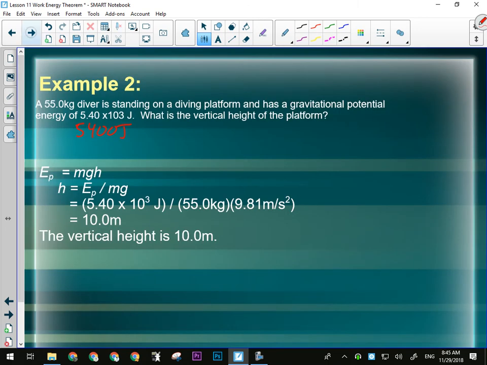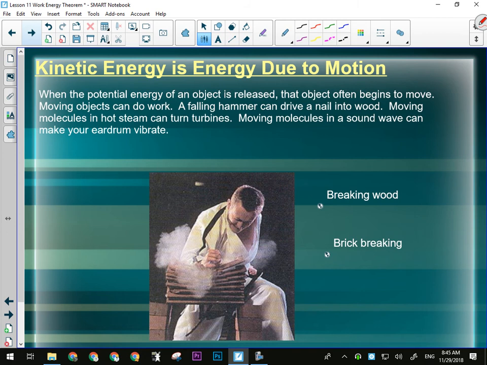Now, potential energy is all well and good, but it's only potential. Potential energy won't do anything until it's converted into kinetic. It's kinetic energy that does work. It's all well and good to hold a brick above something, but it's not going to do anything unless you drop the brick. And then when you drop the brick, that potential energy turns into kinetic.